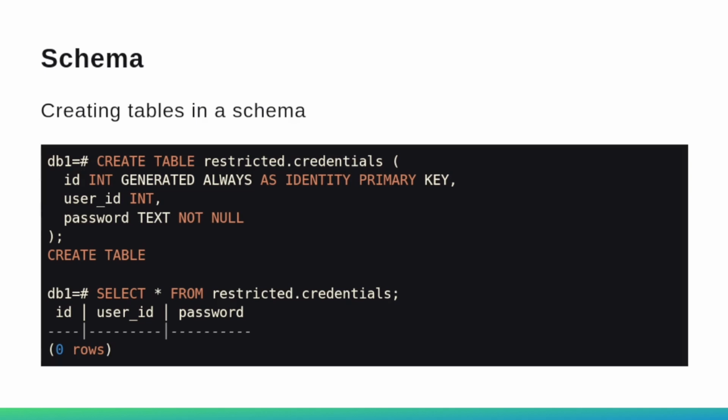So we include an ID, that's the primary key. We have a user ID that references the primary key of the users table. We are going to come back to that when we discuss constraints and foreign keys. And finally, we have the password. Now, for demonstration purposes only, we store the password here in clear text, but in your real application, you should never store passwords in clear text. So after we created the restricted.credentials table, we can query from this table using the fully qualified name. Select star from restricted.credentials.